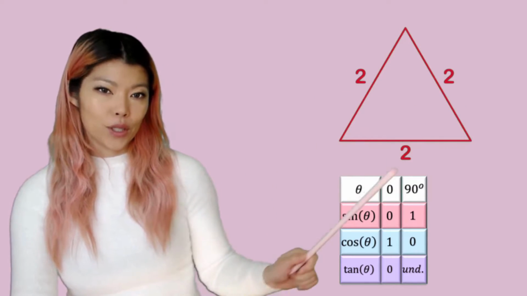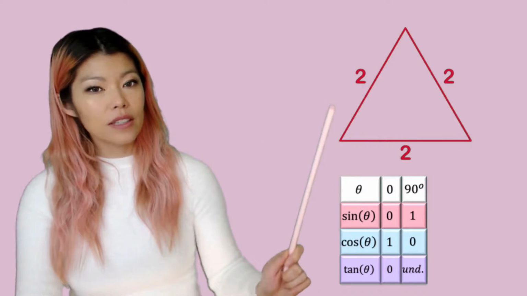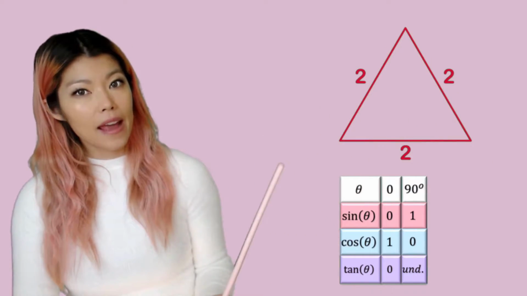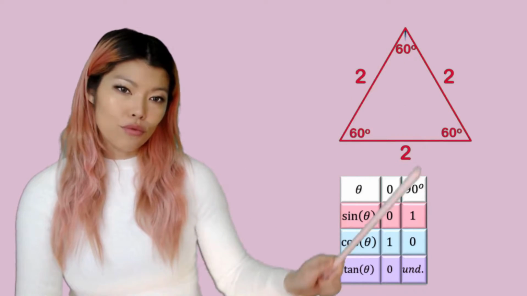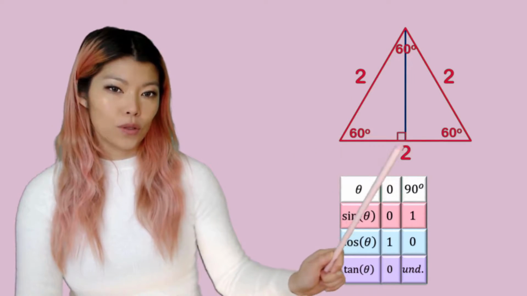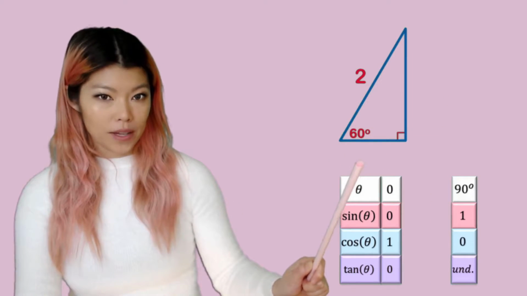Next up, we're going to draw or visualize this equilateral triangle. If each of these sides is 2, 2, 2, then the angles will be 60, 60, 60. And if I drew a line right in the middle, this side here would be how long? If this whole thing is 2, then this side here would be 1.